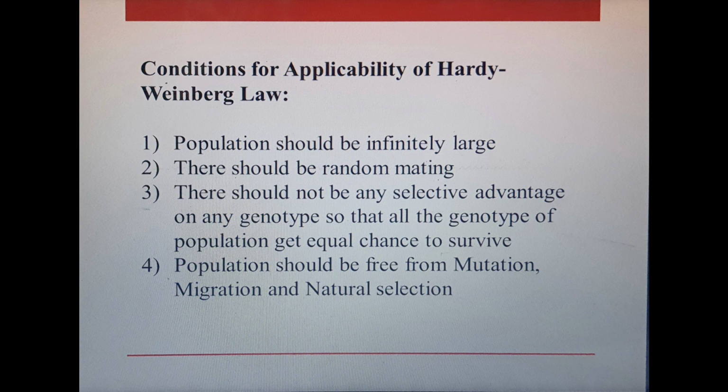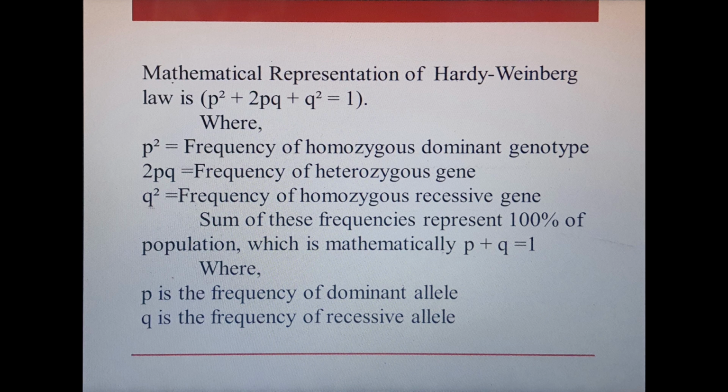Moving forward, we will see how it is represented mathematically. So, the mathematical representation of Hardy-Weinberg law is p square plus 2pq plus q square equals 1. P, Q, what are these alphabets representing? P is the frequency of the dominant allele and Q is the frequency of the recessive allele. So p square is homozygous dominant and q square is homozygous recessive. Now what is 2pq? 2pq is the frequency of heterozygous genotype.